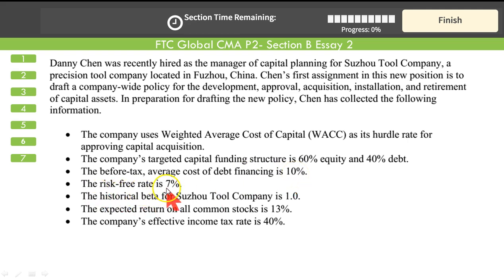The risk-free rate is 7%. That is RF. The historical beta for Suzhou Tool Company is 1.0. That is nice because the return on this company's asset or equity is nicely correlated with the return on the market. That's, beta is exactly 1. The expected return on all common stocks, return on the market, RM, is 13%. The company's effective income tax rate is 40%. Nicely laid down information, not too much, neither too little.